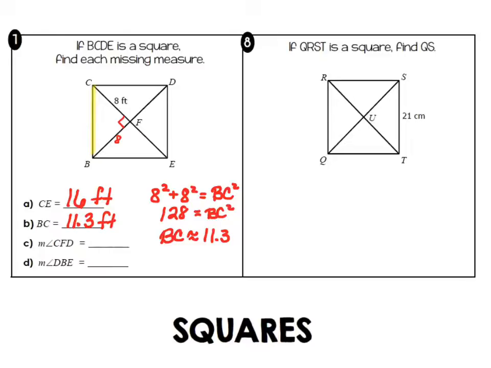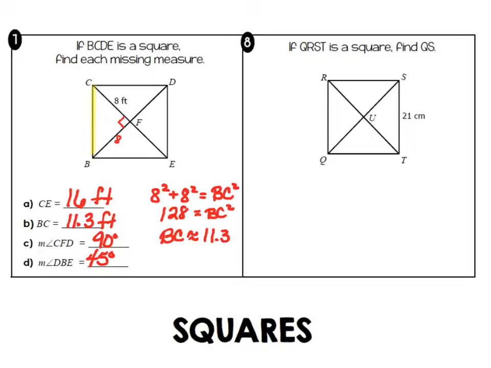The measure of angle CFD is a right angle, so it's 90 degrees. That was this angle right here. And the measure of angle DBE is this angle here. Well, this is a right angle that's been bisected, so that's going to be 45. So this triangle actually has a host of 45, 45, 90 degree triangles in it. So we could have done this one here by 8 root 2, and 8 times the square root of 2 is going to be 11.3. So that was just a little perk there for you to remember.